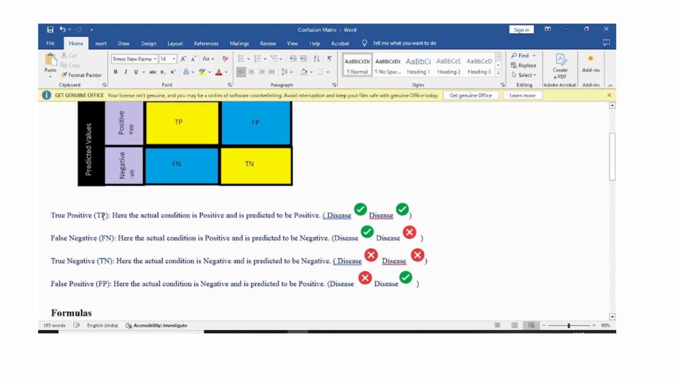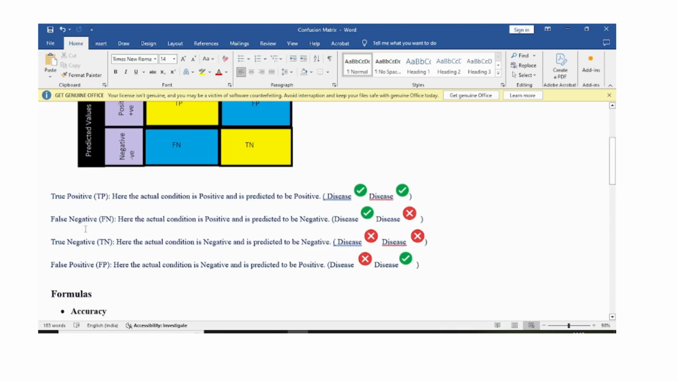In true positive, the actual condition is positive and the predicted condition is also positive. It means if a person has some disease, the actual condition is that the person has the disease, and it is also predicted that the person has the disease. So actual and predicted values must be the same in true positive. For false negative, the actual condition is positive, the person has the disease, but in the prediction the person does not have that disease.